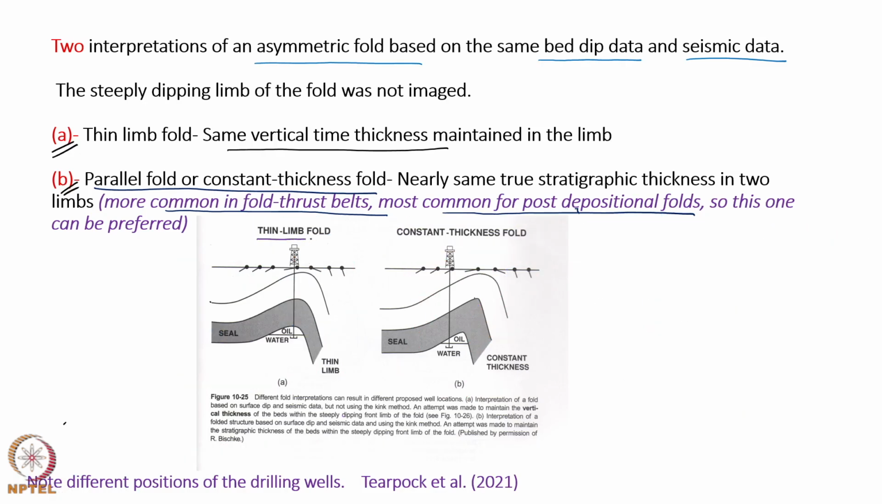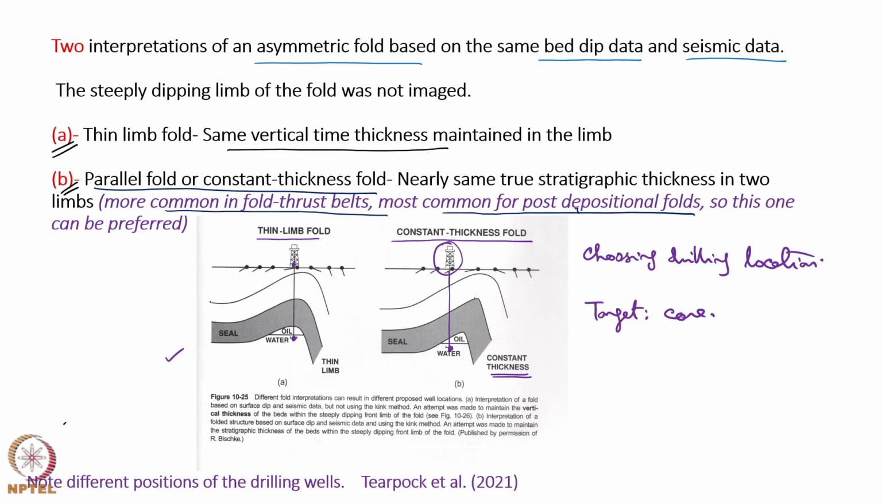The different interpretations matter finally in choosing the drilling location. For example, suppose the target is to reach the core of the fold, then as per this drawing, this can be a suitable location to reach the core, and the drilling location is much shifted if we follow the constant thickness model, and here we can reach the core of the fold.